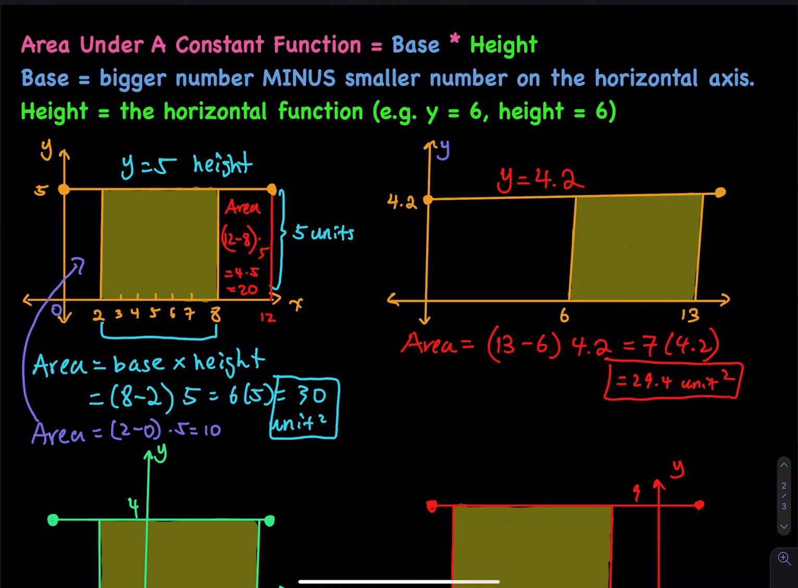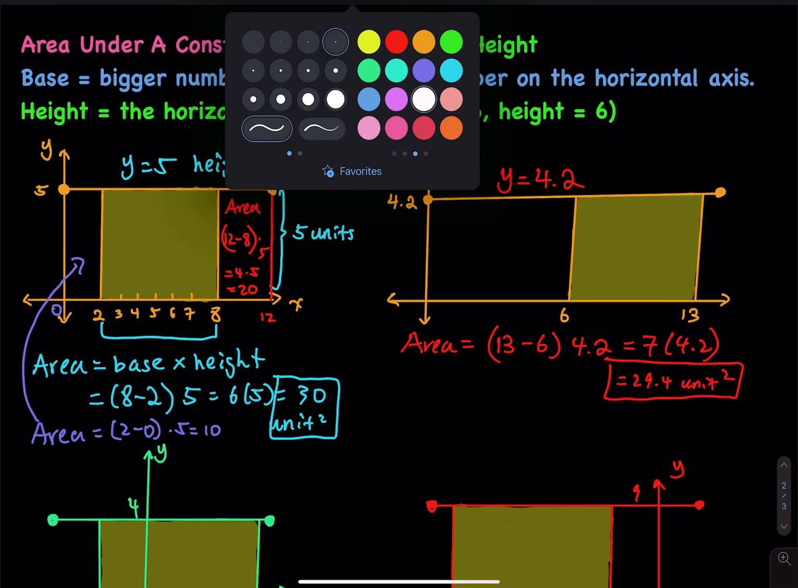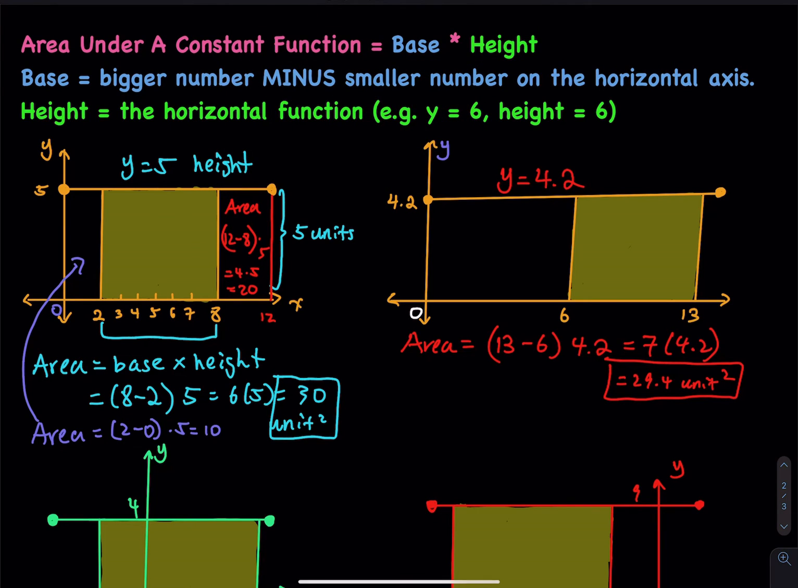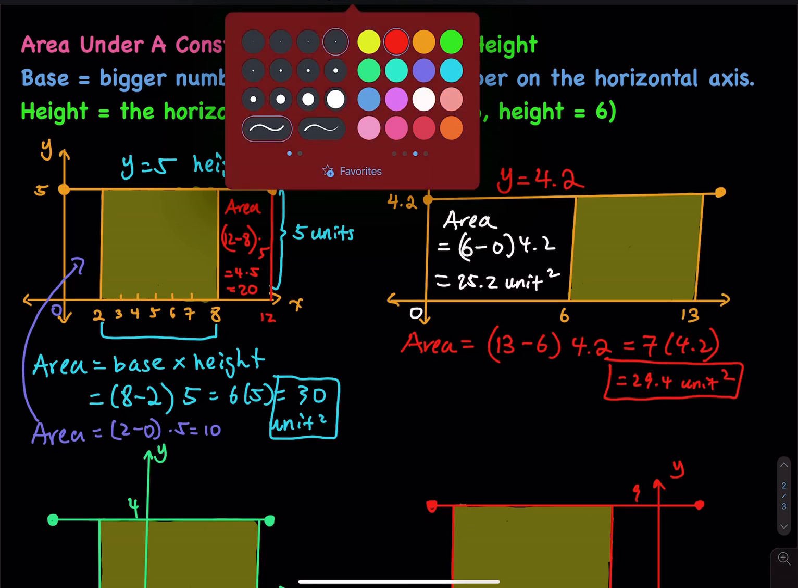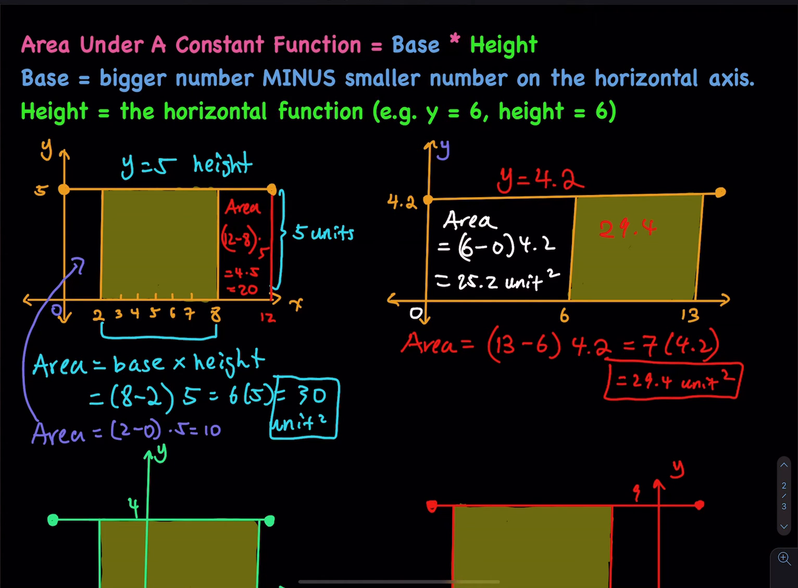And then you are going to ask me, hey, just a what if? What if that is equals to 0? And then what about this area? So this area is equals to big minus small times height. So you have 6 times 4.2, that is equals to 25.2 square units. And then of course this one is 29.4. I should follow the color code. So this is 29.4 square units.